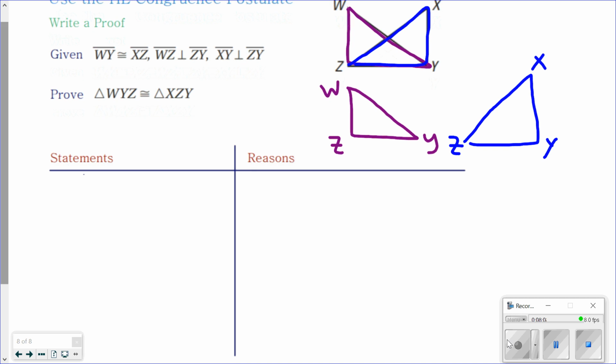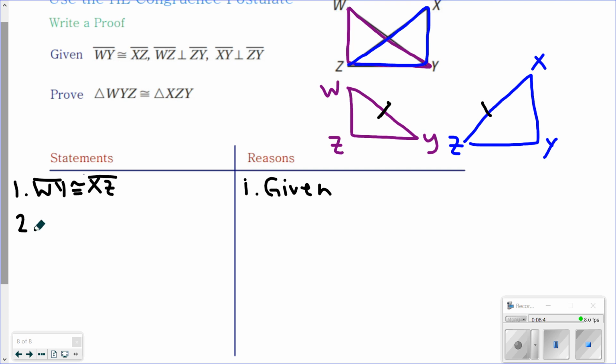All right, so with our proof, the first thing we always write is the given. So 1, we are given that WY is congruent to XZ. Okay, and my reason, that was given. So I am going to then sketch that out. So WY is here, and XZ is right here.